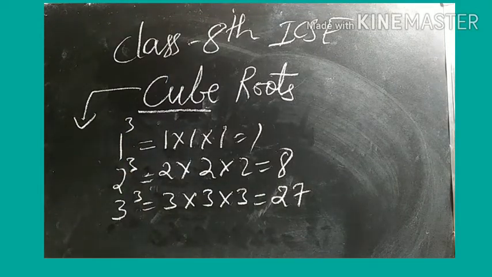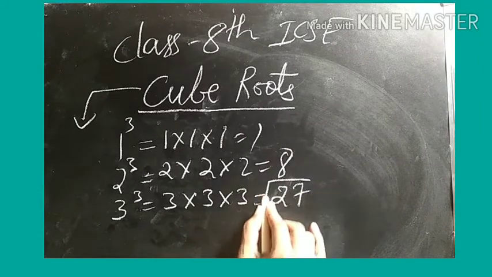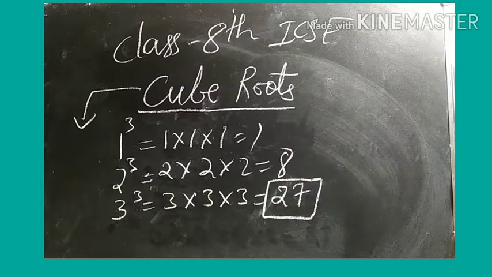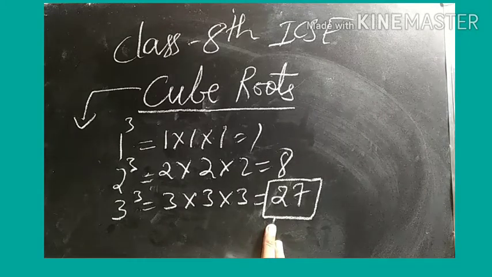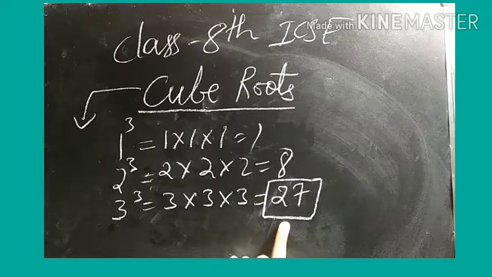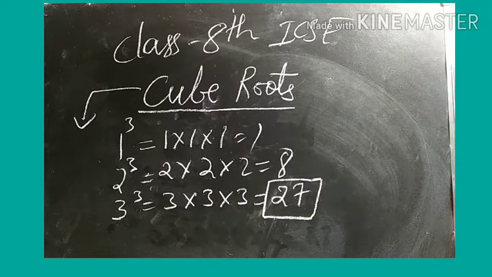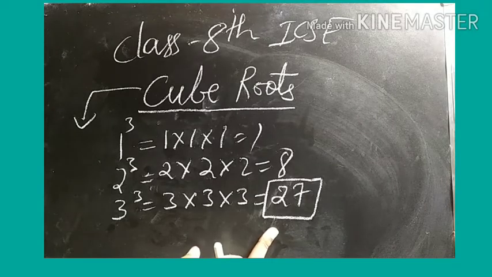Now, what is a cube root? For example, what if I give you only this number 27, and ask you to find out what number should be multiplied 3 times, or thrice, so that you can obtain 27?